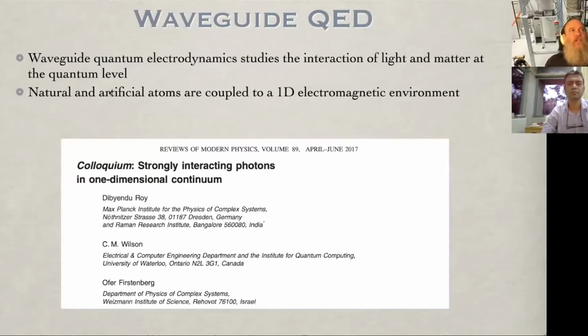As quick definitions, waveguide quantum electrodynamics, we could say, studies the interaction of light and matter at the quantum level. And this can be done using both natural and artificial atoms that are coupled to a 1D electromagnetic environment, which is the waveguide. And since it was Dibindu who invited me, I'll mention that almost 4 years ago now, we published a review paper together on the very early days of this field, but it's only continued to grow since that time.